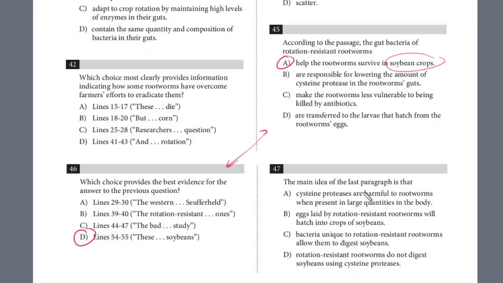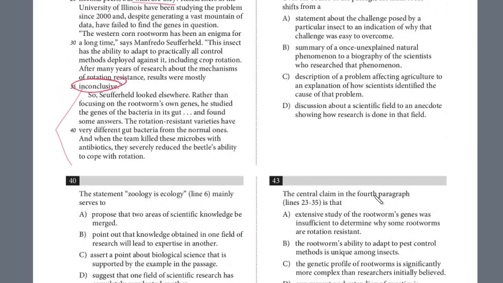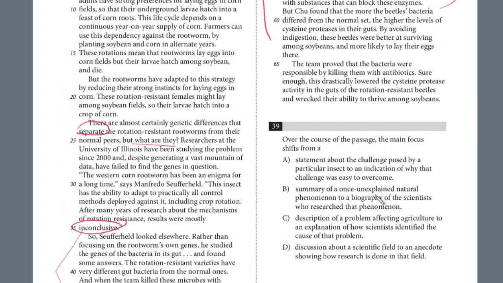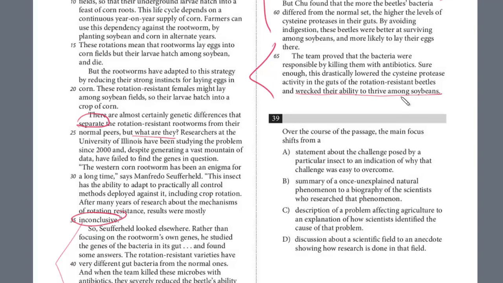This is another function question. They're giving us direction. We're just looking at the last paragraph and seeing what the function is. This paragraph right here: the team proved that the bacteria were responsible by killing the bacteria with antibiotics. Sure enough, this drastically lowered the cysteine protease activity in the guts of rotation-resistant beetles and wrecked their ability to thrive among soybeans. So this is really just confirming, right? They killed the bacteria, and then it wrecked their ability to thrive. They couldn't overcome the rotation resistance anymore.